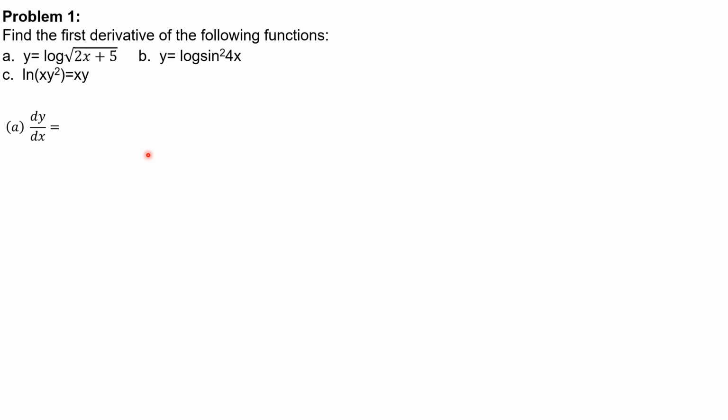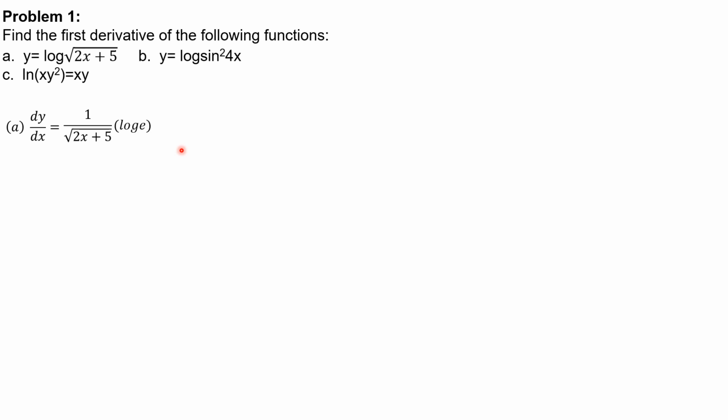So dy dx is equal to, since this is log of square root of u, 1 over u log to the base b of e, where the base is 10, so it's just log of e. Then du dx, the derivative of square root of u, is the derivative of u with respect to x, which is 2 in the numerator, and in the denominator we just copy 2 square root of 2x plus 5.